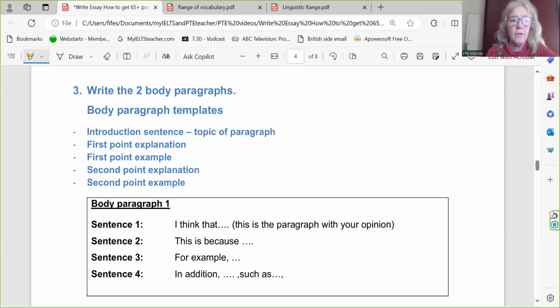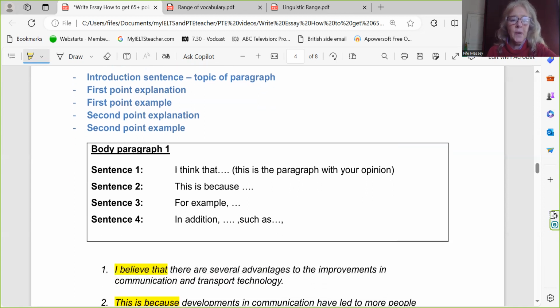So sentence number 1, remember that's going to be our introduction sentence, the topic of our paragraph. I think that what the topic is. This would be a paragraph where you're actually expressing your opinion. If you don't agree with this, that would go in the second paragraph. So we'll come to that later. Second sentence, your first point being explained. This is because, with an example in the third sentence, followed by a fourth sentence with your second point in addition, and the example in the same sentence, such as.